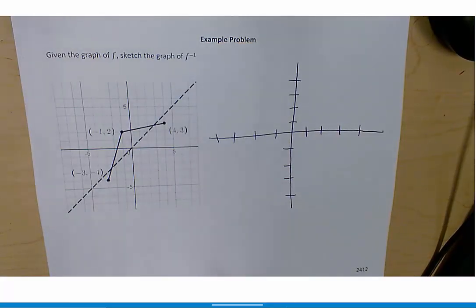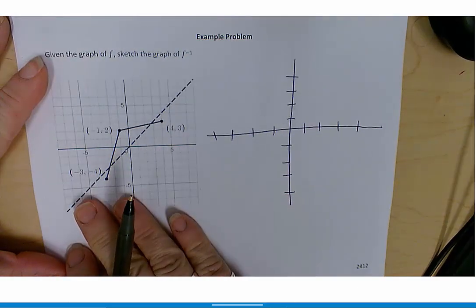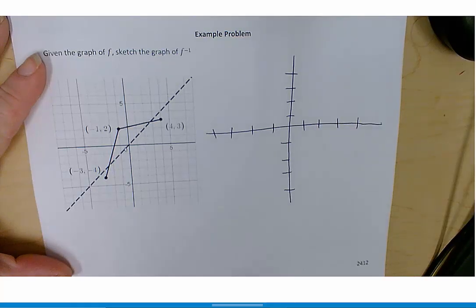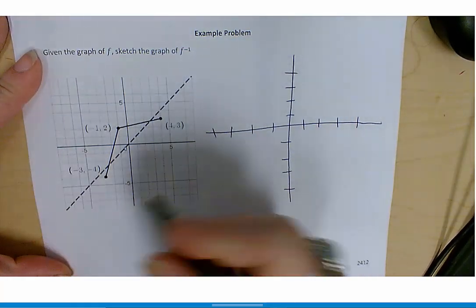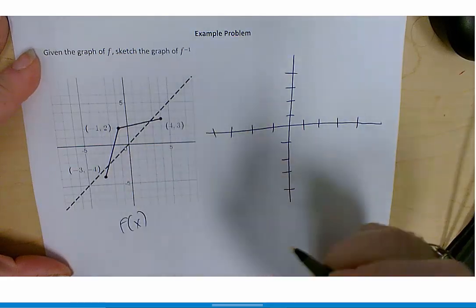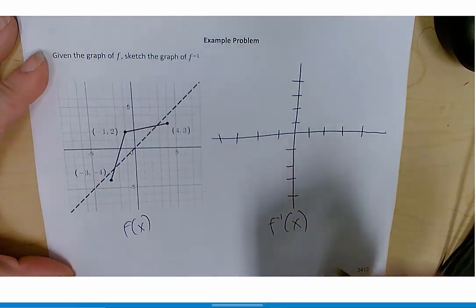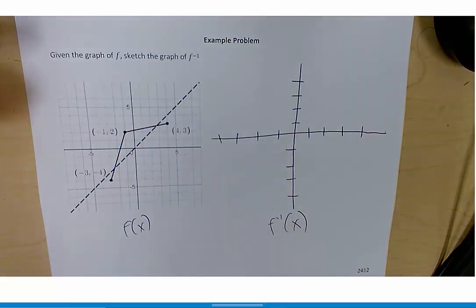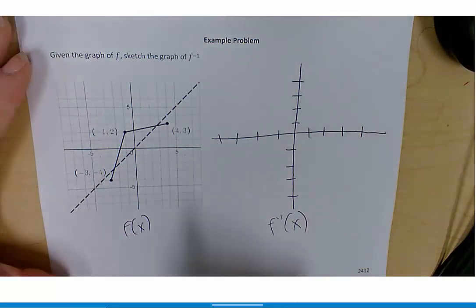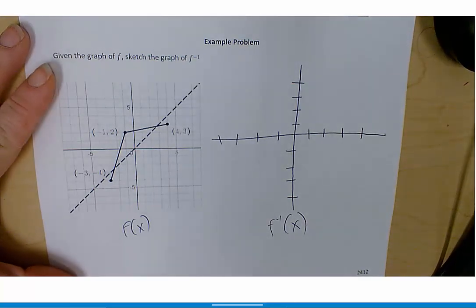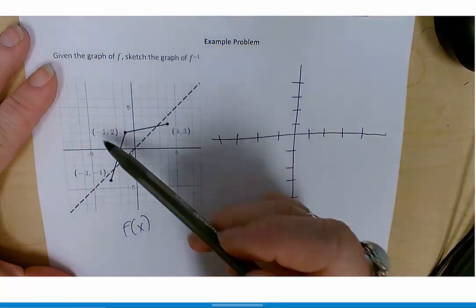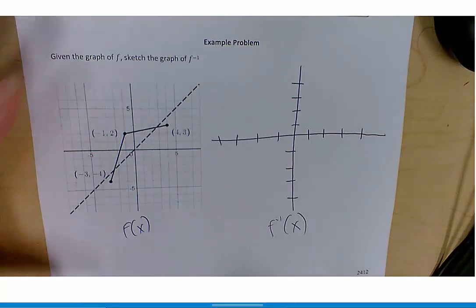Our next example, we are given the graph of f, and we are asked to sketch f inverse. So if you're given a graph and you're asked to graph its inverse, the first thing that you want to do is find points on f of x, right? This is our f of x, and we need to graph f inverse of x. Sometimes your points will be labeled, sometimes they won't be labeled. So for our example, our points are labeled, right? If it wasn't labeled, you want to go ahead and pick out distinct points from that graph.